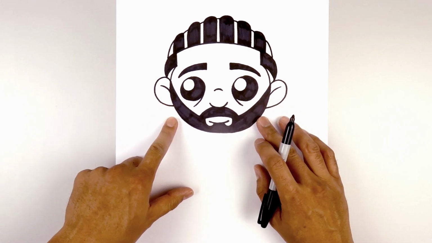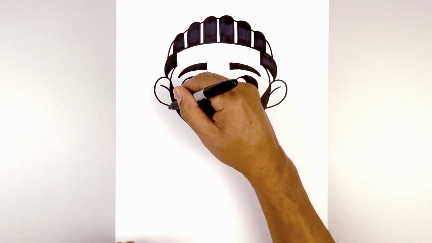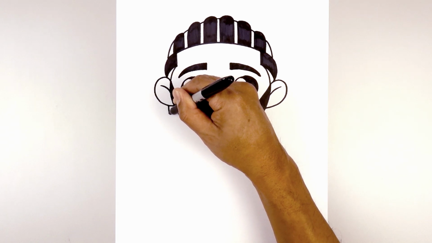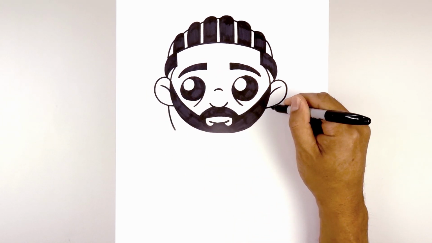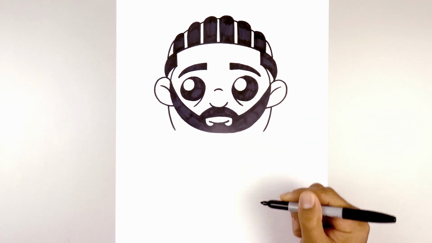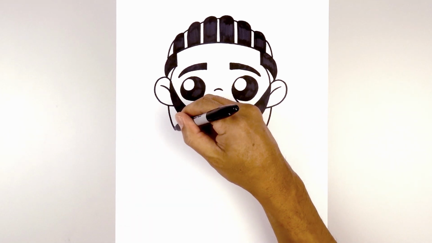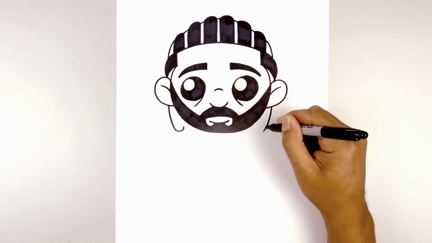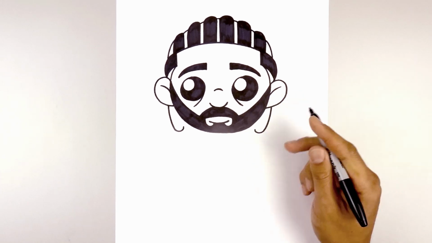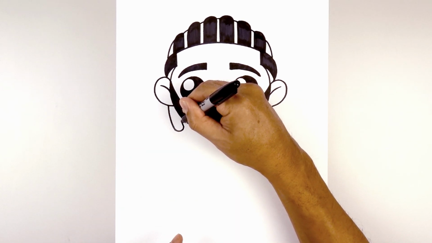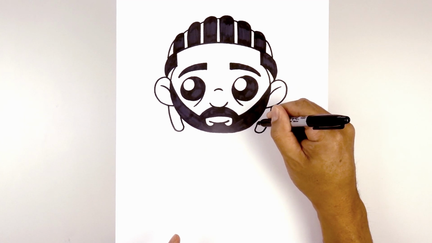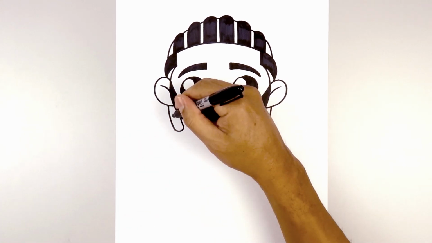Now we're going to add two braids hanging down from behind the head. Starting underneath the earlobe on the left side, we'll curve down and then in. We'll do the same thing on the right side. Now we're just going to round this out and go back up. And we're going to follow that same curve going up in behind the head. Let's go in and fill these in black.